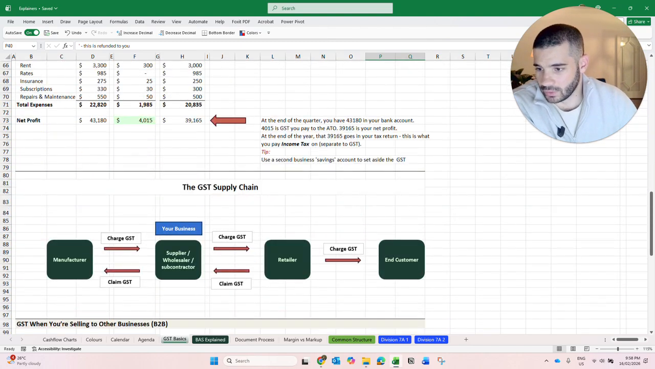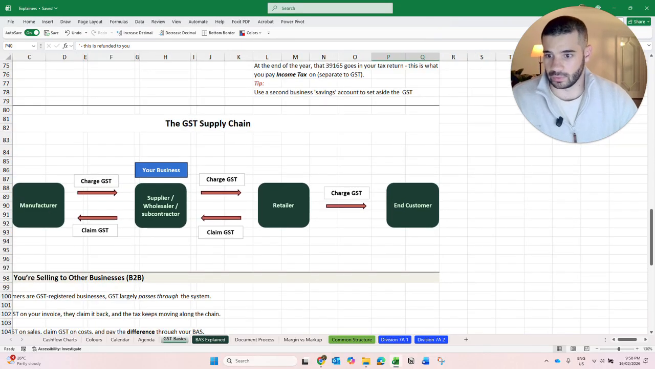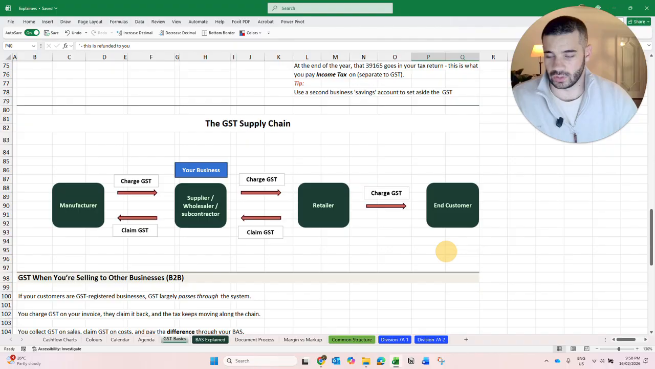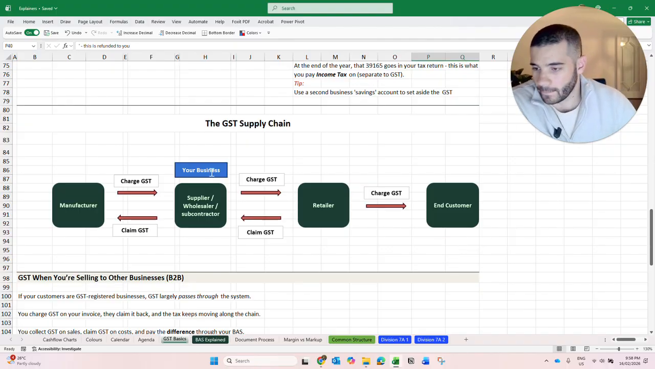And while we're on that train of thought, I'm going to show you that supply chain, that GST supply chain right now. So let's just think about it like this, okay? Let's just think about a situation where we have a manufacturer, they sell a product to a wholesaler or a supplier, and then they sell it onto a retailer, and then that retailer then sells it onto the end customer. GST works so that it gets passed down the chain and ends up with the end customer.